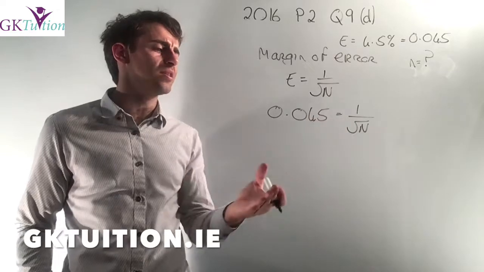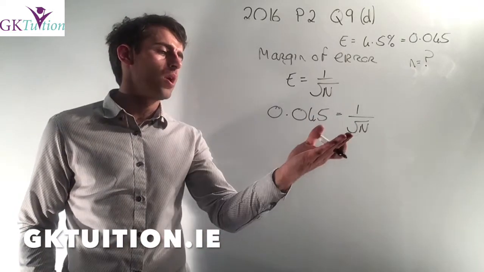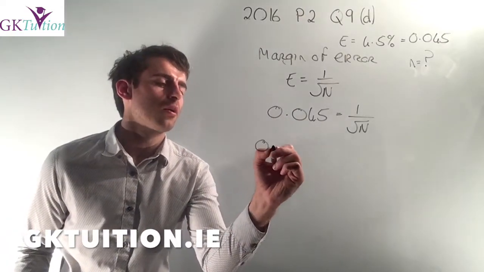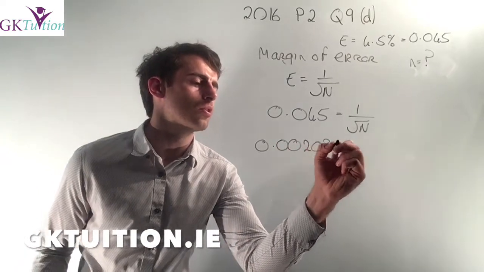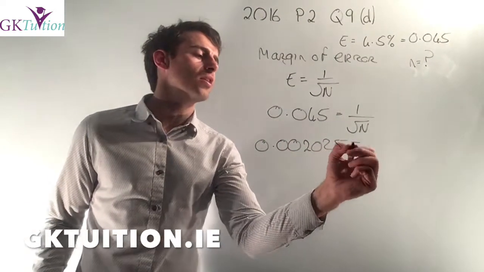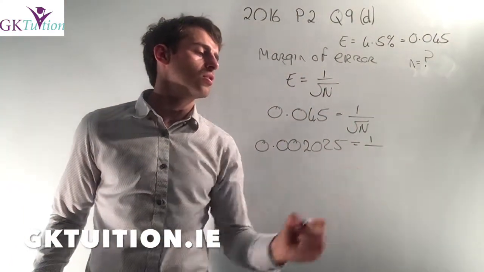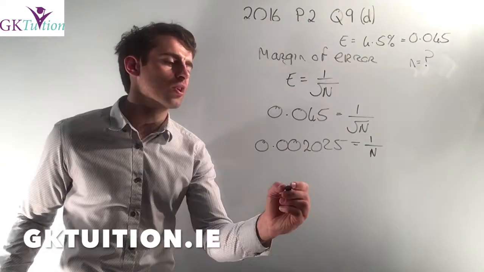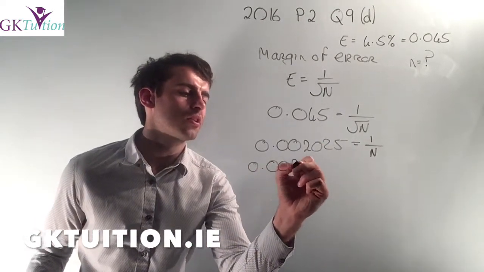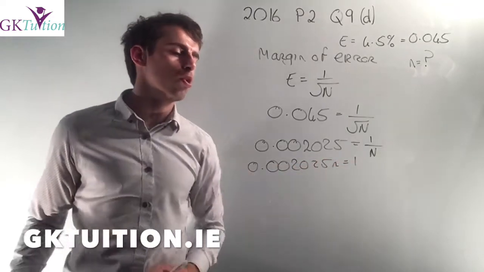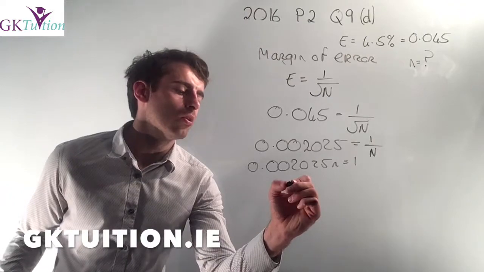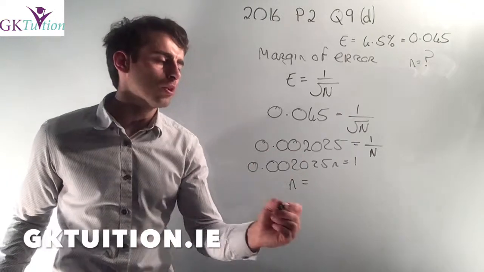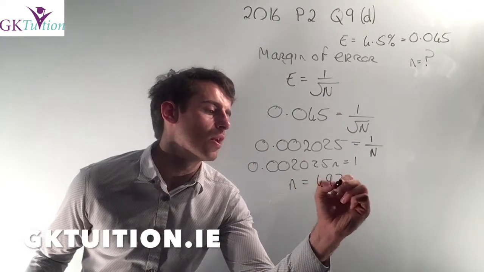So in this case, probably the nicest thing to do first is to try and get rid of my square root. In order to get rid of the square root, I need to square both sides. If I square the left-hand side, I'm going to get 0.002025. If I square the right-hand side, well, the top 1 by 1 is just 1. The square root of n by the square root of n is n. The next line, I can multiply both sides by n, and I'll be left with 0.002025 times n is equal to 1. So obviously, if I want to get n on its own, I'm going to divide both sides by 0.002025. And if I plug that into my calculator, it works out as 493.82.